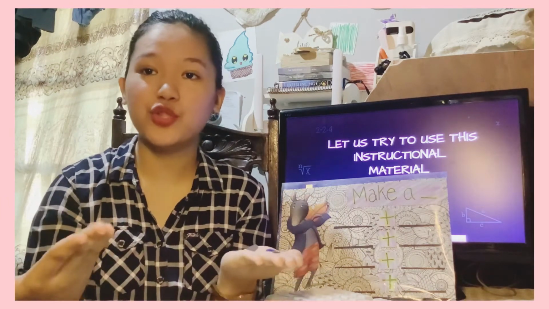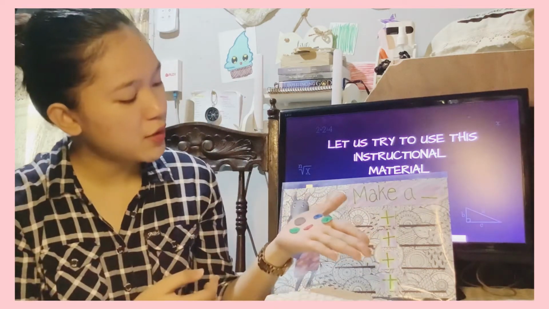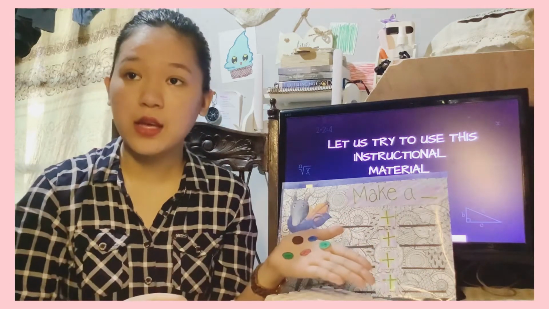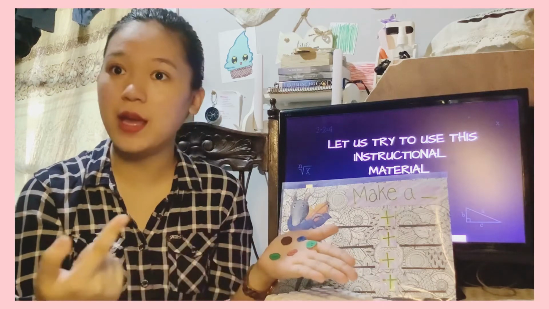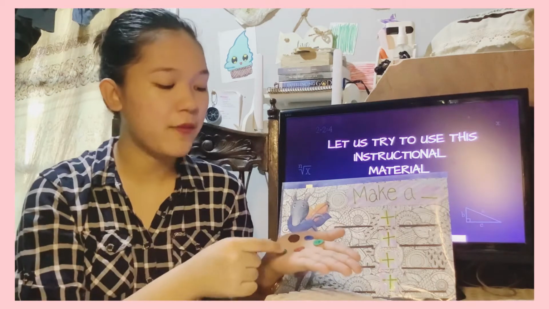Now you have to identify what numbers or what addends we are going to use, so that if we put them together it will always result to 5. What are the possible numbers you can see here on my hand? There are 2 and there are 3. So 2 plus 3 will always result to 5. Very good.